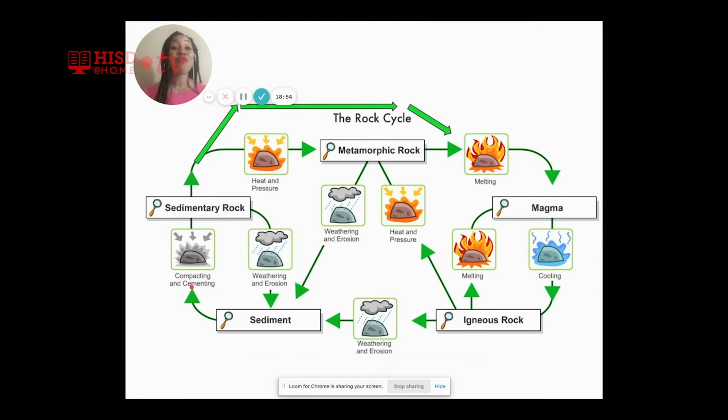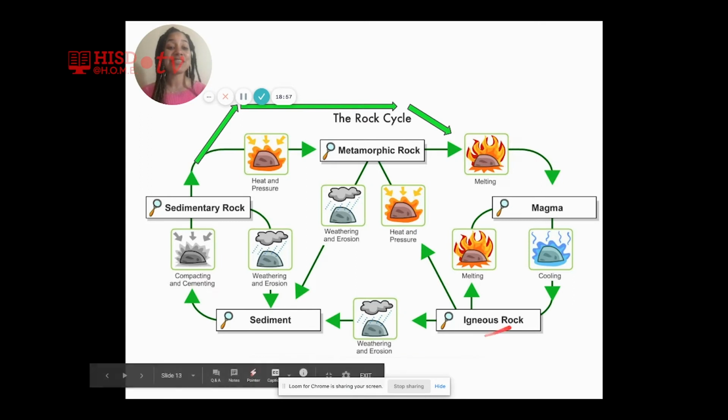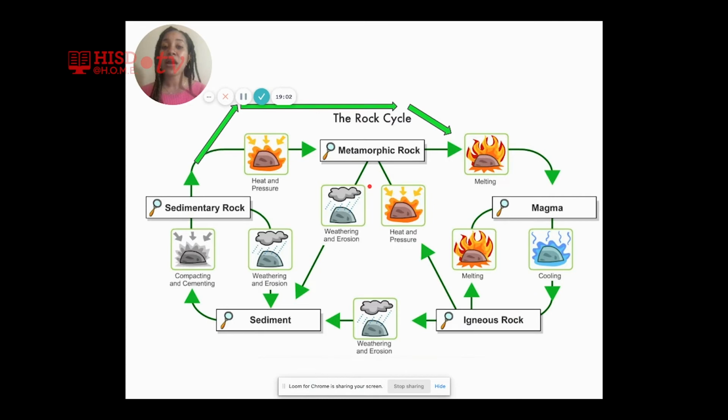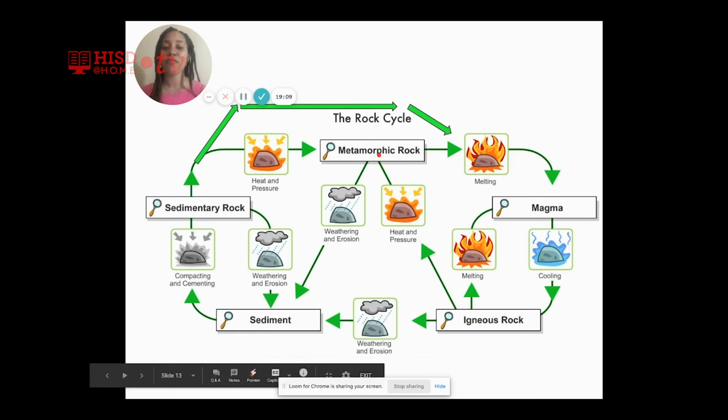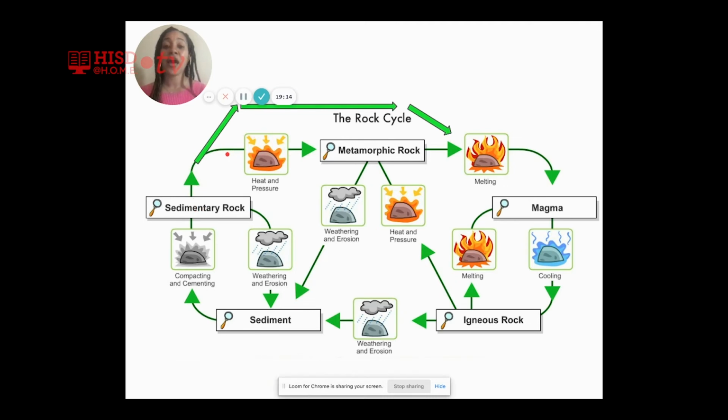So this is the rock cycle. We have discussed igneous rock, which is formed from magma cooling. We discussed metamorphic rock, which is formed whenever we apply heat and pressure. If we apply heat and pressure to igneous rock, it forms metamorphic rock. If we apply heat and pressure to sedimentary rock, it creates metamorphic rock. And then the last rock we discussed was sedimentary rock. Whenever we weather and erode any type of rock, and then are able to cement and compact those pieces together, it will form sedimentary rock.